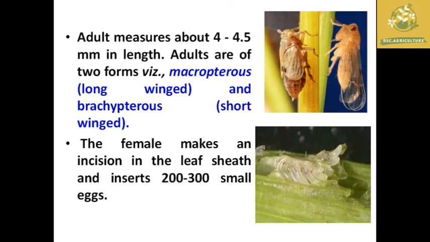And regarding BPH, the adult measures about 4 to 5 mm in length, and they have two forms. The first one is Macropterous, which is long winged, and the second one is Brachypterous, which is short winged. These classifications are made by wing shape. The female makes an incision in the leaf sheath and inserts around 200 to 300 small eggs in a single sheath of eggs. The eggs are placed by piercing the leaf sheath of the rice or any other host plant.